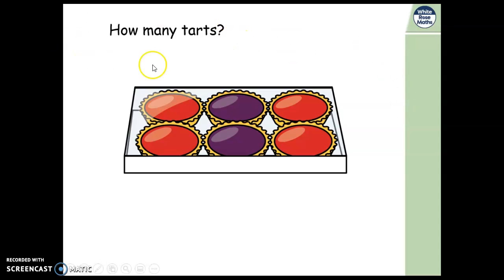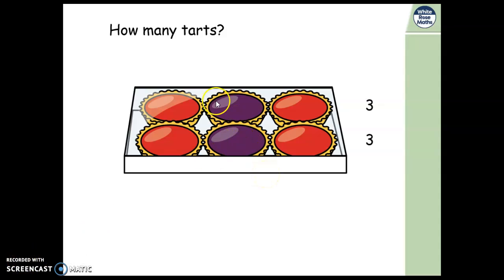So, got a question here, how many tarts do we have? Okay, there are different ways that we can work this out. We can look at the amount on each row, so that is the line going across. So that is 3 and 3. So we've got one group of 3, two groups of 3.